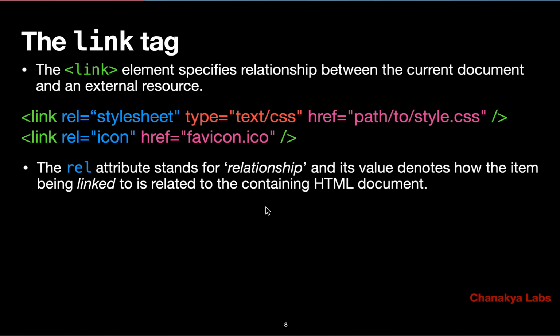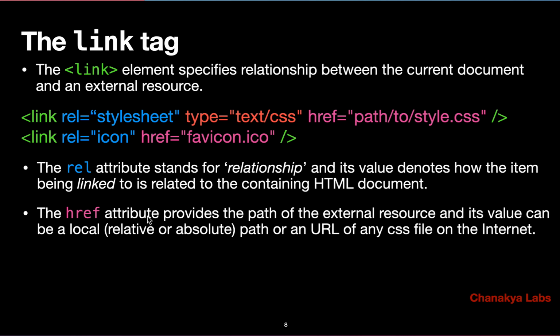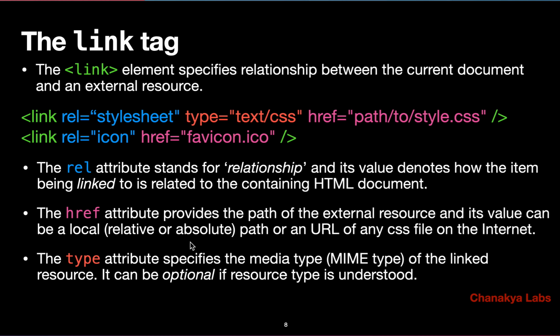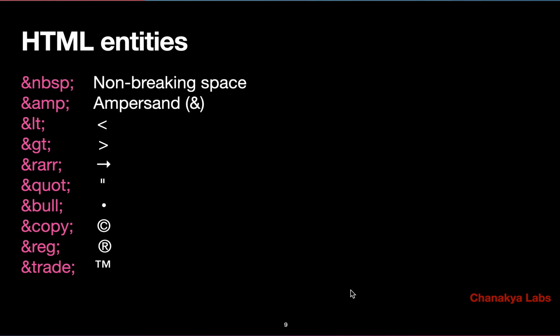In slightly more detail, the rel attribute stands for relationship, and its value denotes how the item being linked is related to the containing HTML document, as we discussed. href is actually the path of the actual resource. It can be local also, it can be remote also. In local, it can be a relative path or an absolute path, right? So we are trying to provide the external resource path, as simple as that. And type is optional, it is basically the MIME type we discussed.